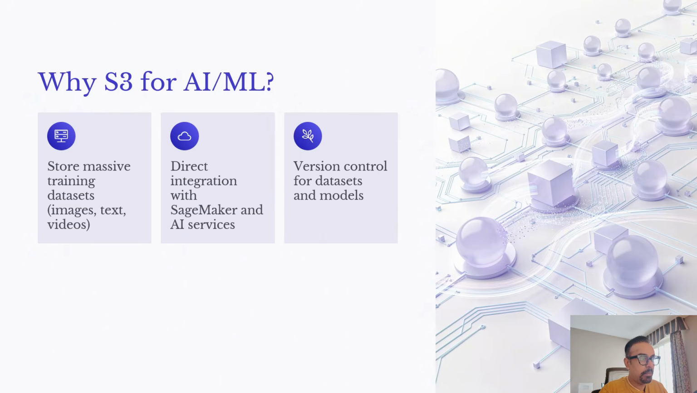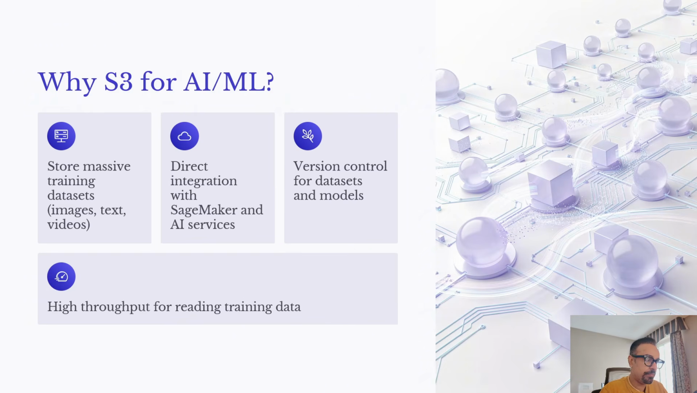In real machine learning projects, your data constantly evolves. You clean it, add new samples, or fix labeling errors in your data. So S3 versioning tracks every change. If the model performance suddenly drops, you can compare the current data with the previous versions to identify what actually changed.